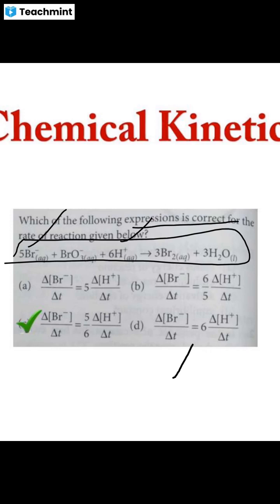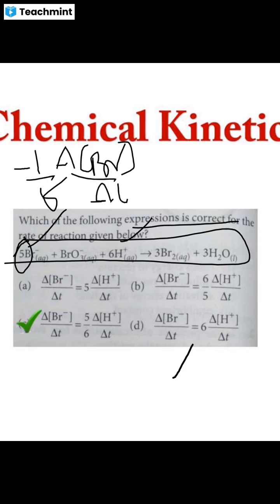Then how can we write it? The stoichiometric coefficient 5 will be there, so it is negative 1 by 5, because the reactant concentration decreases, change in the concentration of bromine upon time, which is equal to, and they are asking for hydrogen concentration. What is the stoichiometric coefficient? 6, so it is negative 1 by 6, because that is also a reactant, change in the concentration of H plus upon time.